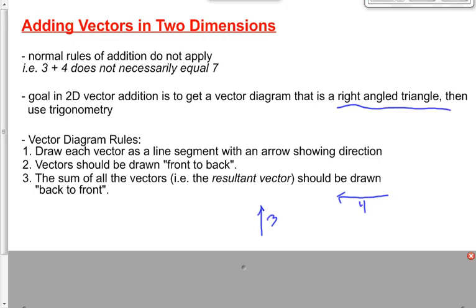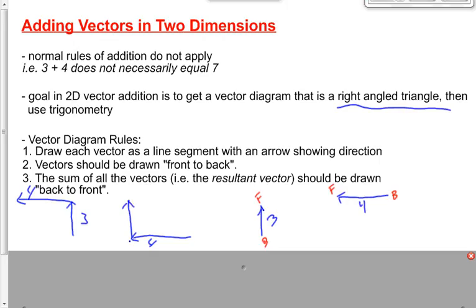Next thing we've got to remember is to draw them front to back. This is the back of a vector. This is the front. This is the back. This is the front. So we can draw it in one of 2 ways. We can draw it either like this, with a 3 drawn front to back. Or we could have drawn it like this, with the 4 drawn first, drawn front to back right here.